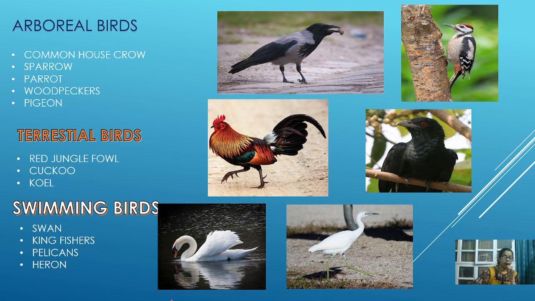Next, moving to another category of birds, the arboreal birds, that is those which live on trees. That is crow, sparrow, parrot, woodpeckers, pigeon. These are all the arboreal birds. Next are the terrestrial birds, those which live on land. Examples: red jungle fowl, cuckoo, quail. Many more examples are there; I have only mentioned these. And swimming birds like the swan, kingfishers, pelicans, heron. These are all the categories of birds mentioned here.